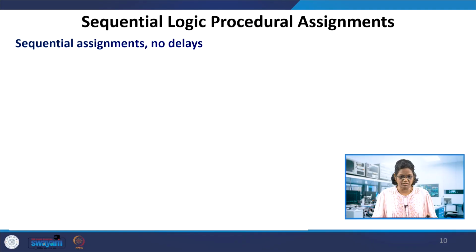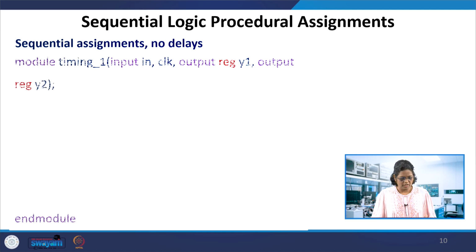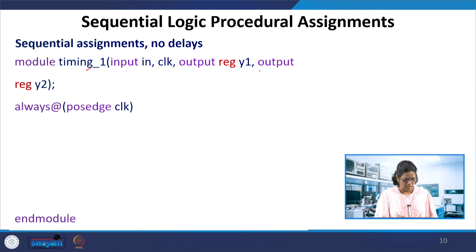Coming to the sequential logic procedural assignments, what we had seen earlier also used the always block, but the assignments were like buffers, just assigning the inputs to the outputs with and without delay. So, now the sequential logic assignments without any delay. We will consider this code with the module timing 1, input clock, output y1 and y2. So, always at the positive edge of the clock, input is assigned to y1 and y1 is assigned to y2.